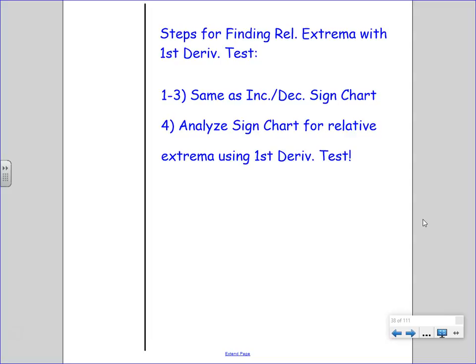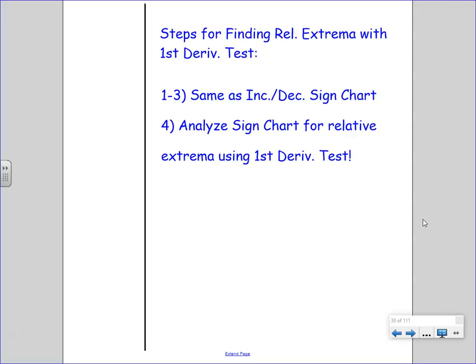What's our one added step for? Analyze the sign chart for relative extrema. What does that mean? Wherever it goes positive... see if there's a change. And if there's a change, make sure that point exists and say, ooh, I found a relative min or I found a relative max. If you want to write that, you can write that. Charlie, you like that?